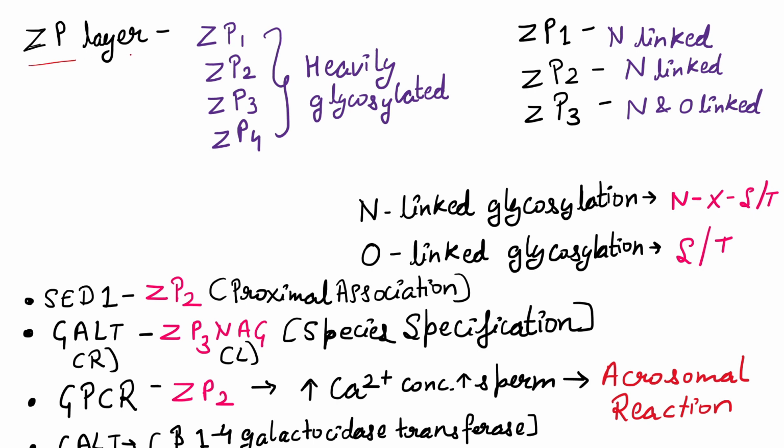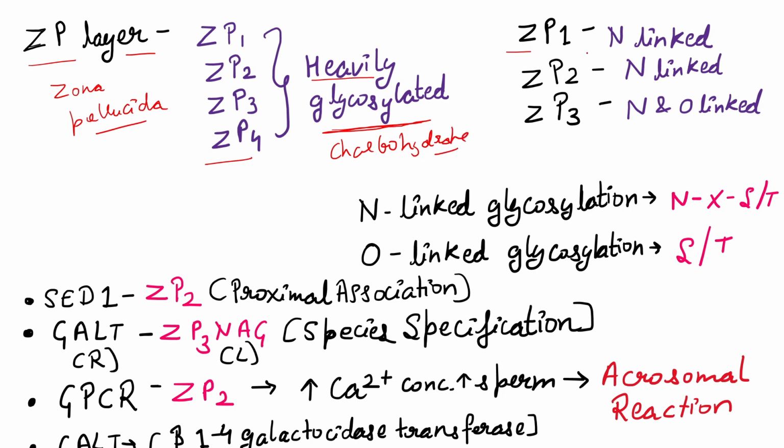So the ZP layer, which is known as Zona Pellucida layer, is divided into 4 layers: ZP1, ZP2, ZP3 and ZP4, as I have mentioned. These are heavily glycosylated. And what do we mean by glycosylated? That means it consists of carbohydrate. If we talk about ZP1, that is Zona Pellucida 1, this is N-linked. ZP2 is also N-linked, and ZP3 is linked with N and O-linked.